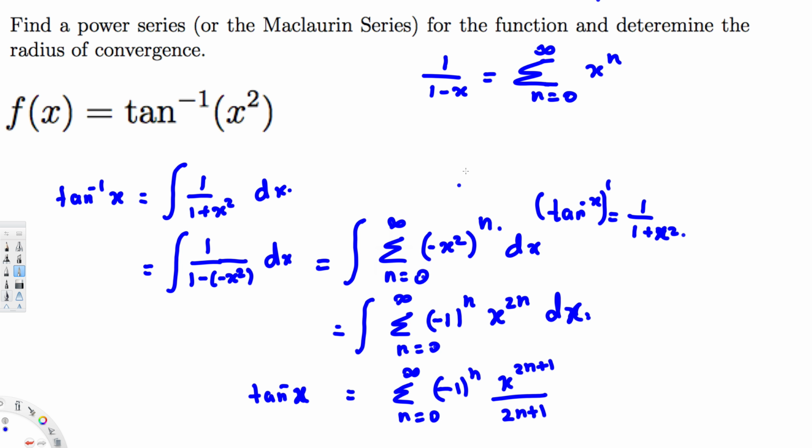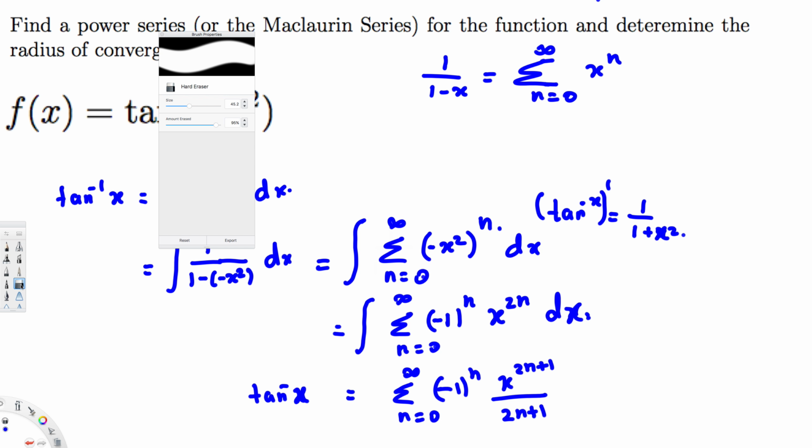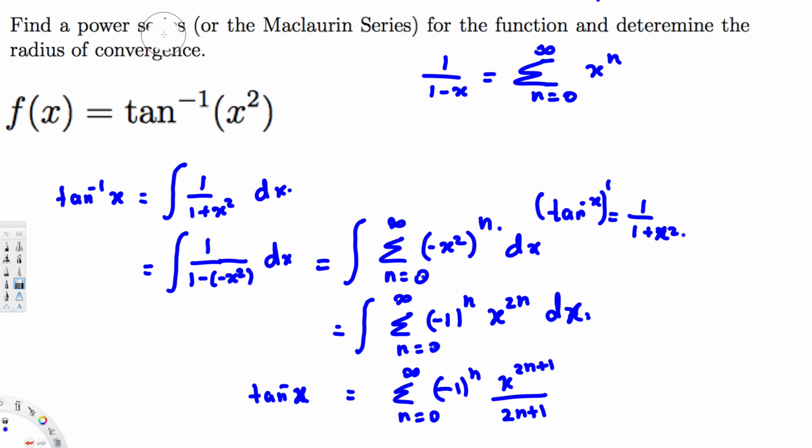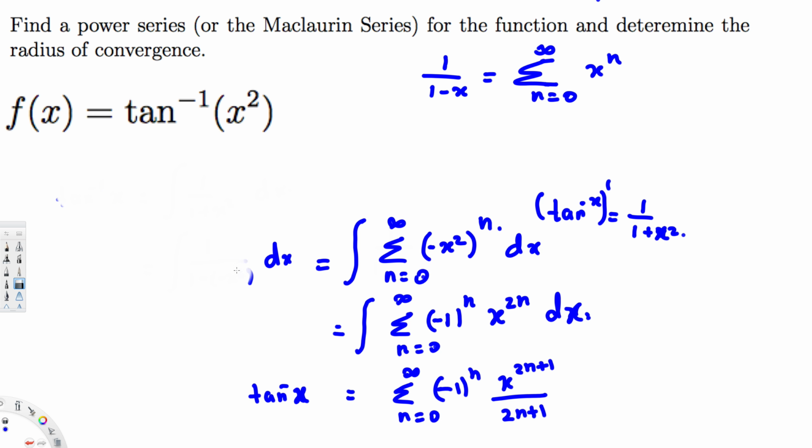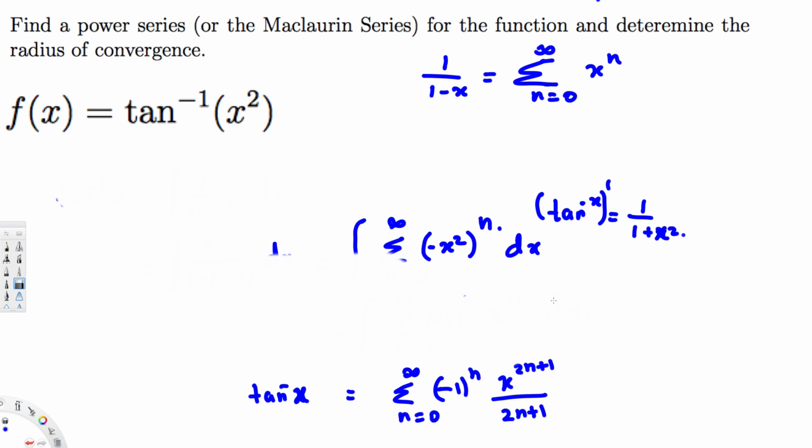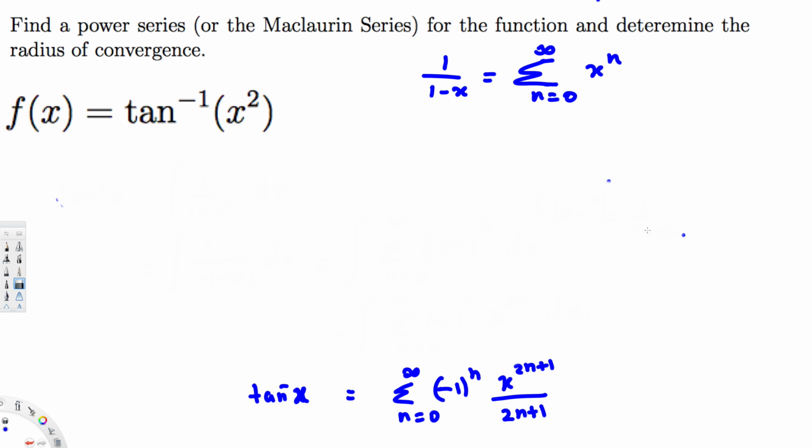Now in the original equation we have tan inverse x square. Converting this into x square is easy, because all we have to do is plug x square instead of x. So after we are done with this, we don't need this information anymore. Let's get rid of this part. Okay, so now we have found tan inverse x in power series pattern. Now we have to find tan inverse x square in power series pattern.